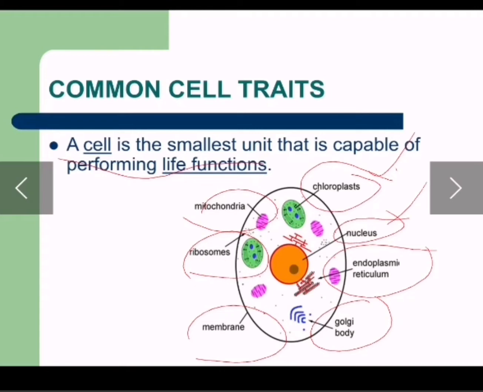Golgi bodies are responsible for packaging and sorting the cellular products. The membrane enables entrance of some materials into the cell and prohibits other materials. Ribosomes are responsible for protein synthesis, and mitochondria are the energy producing organelles.